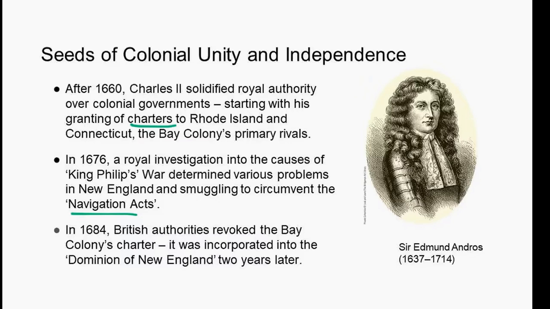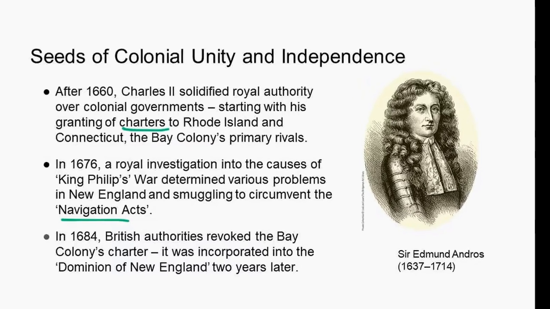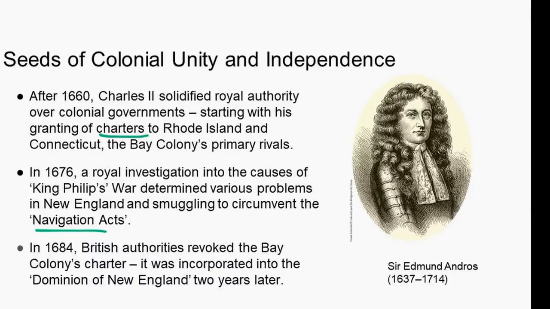After 1660, Charles II solidified royal authority over colonial governments, starting with his granting of charters to Rhode Island and Connecticut, the Bay Colony's primary rivals. In 1676, a royal investigation into the causes of King Philip's War determined various problems in New England and smuggling to circumvent the Navigation Acts. In 1684, British authorities revoked the Bay Colony's charter. It was incorporated into the Dominion of New England 2 years later.